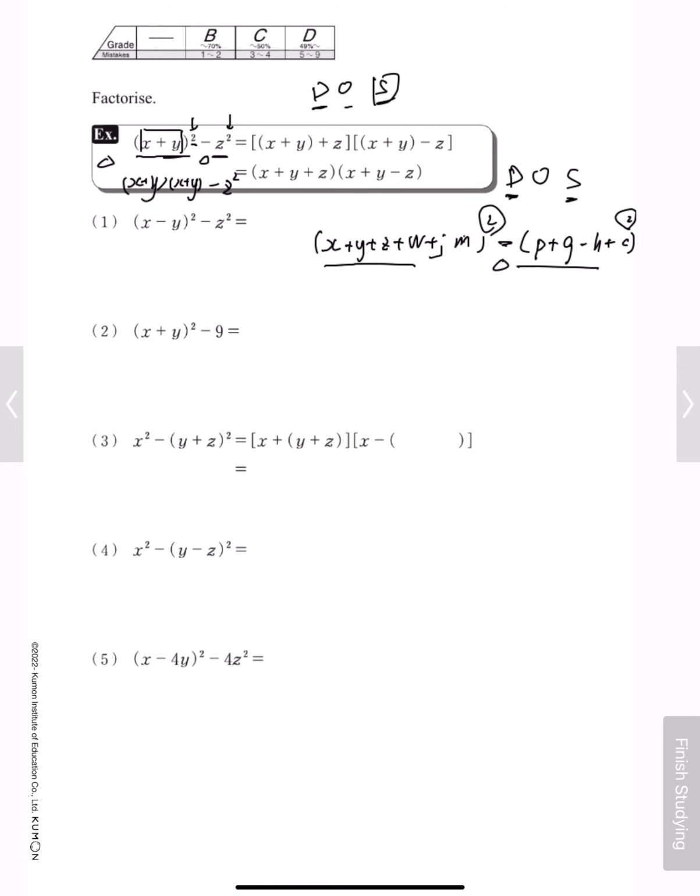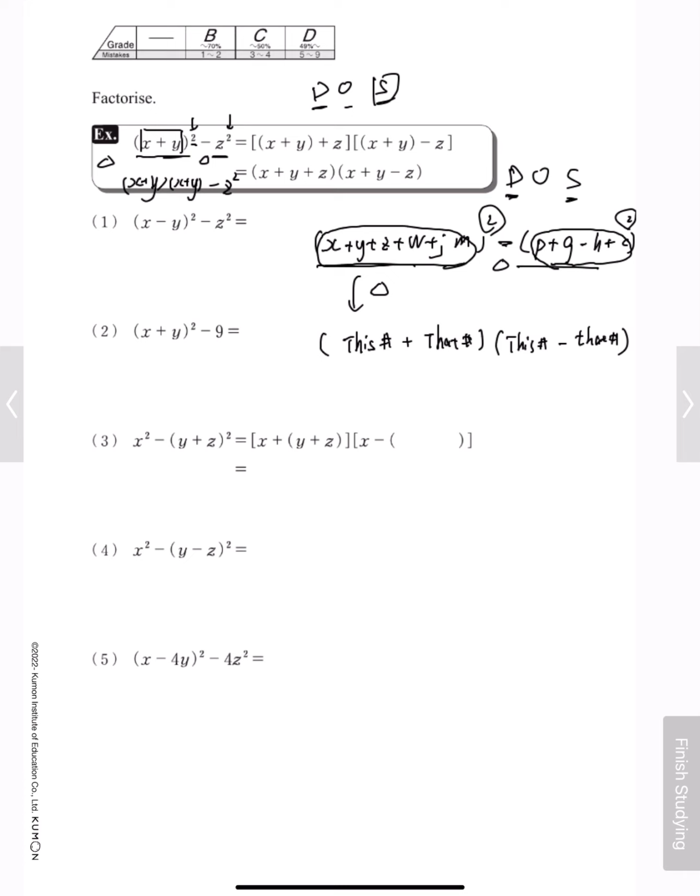So all you need to do, remember, is this number, with everything grouped up, minus that number, with everything grouped up. This number plus that number, and then this number minus that number. The idea is the same.